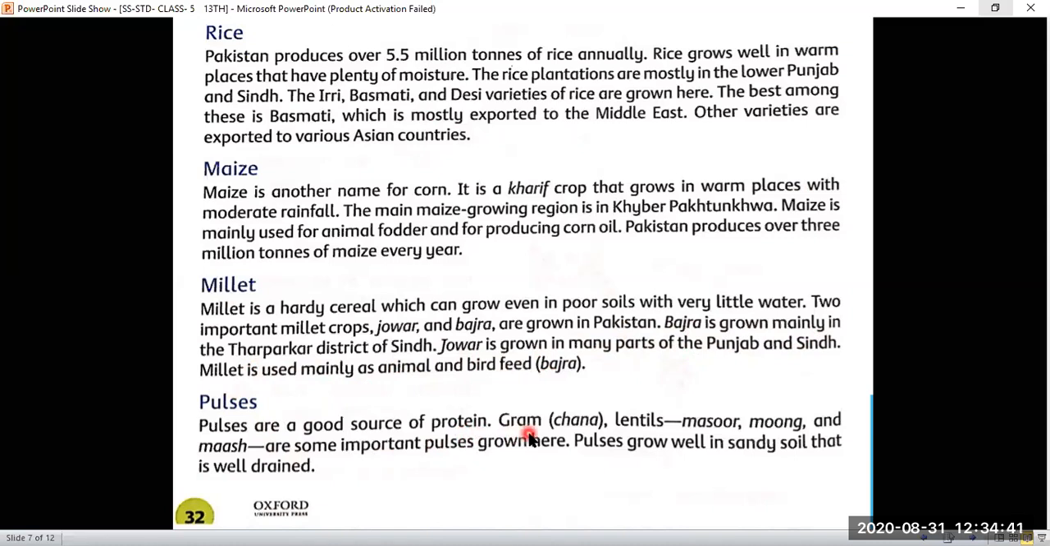Pulses. Pulses are a good source of protein. Gram means chana in Urdu. Lentils, in Urdu they are called masoor, moong, and mash, and these are some important pulses grown here. Pulses grow well in sandy soil that is well drained.